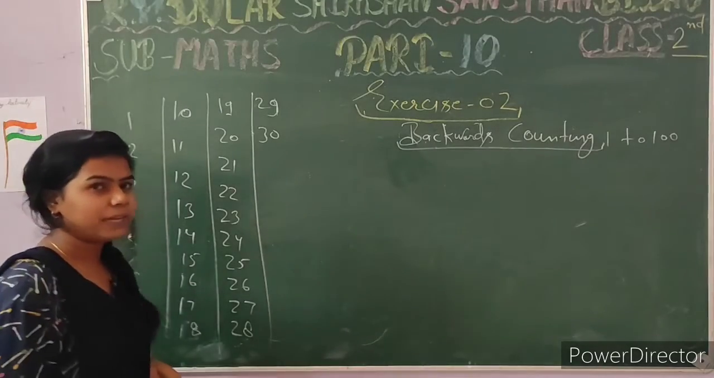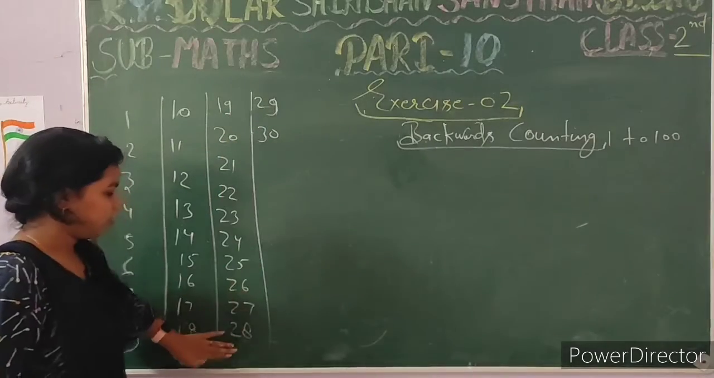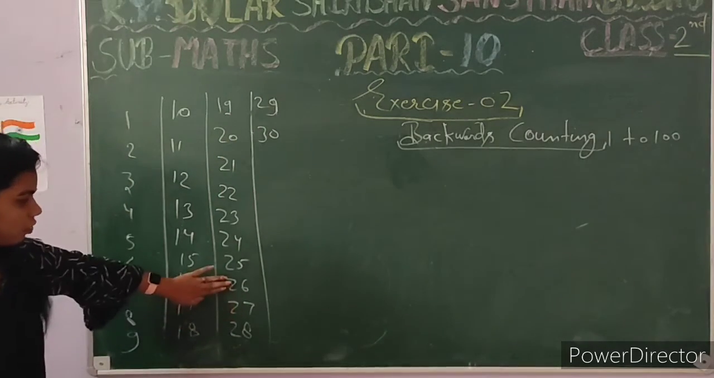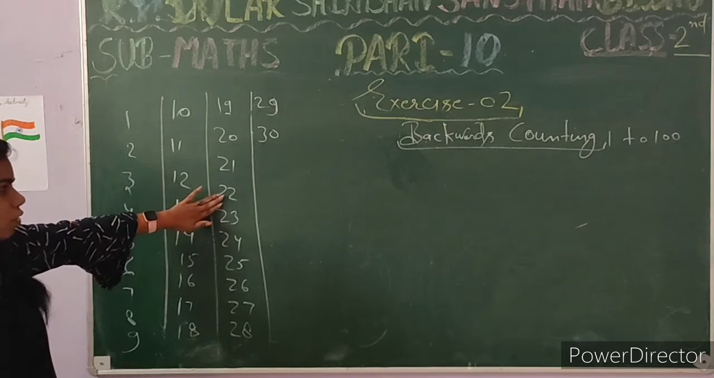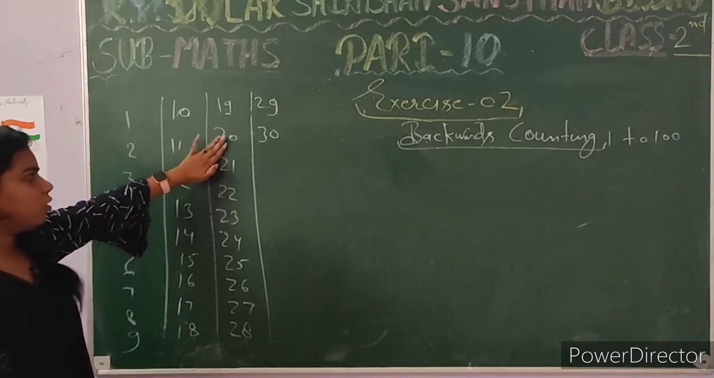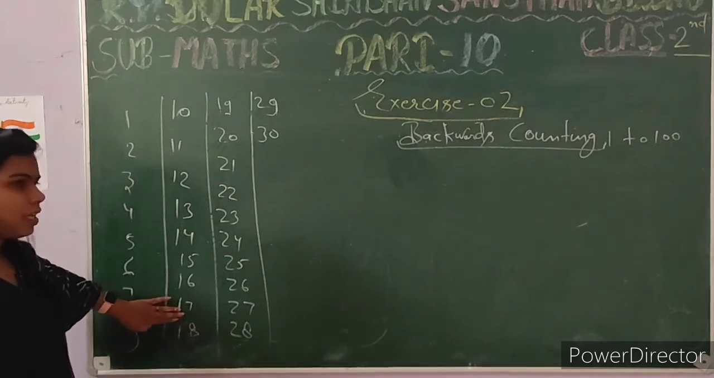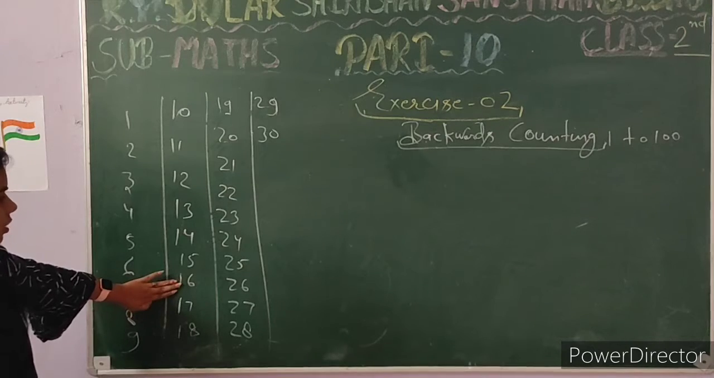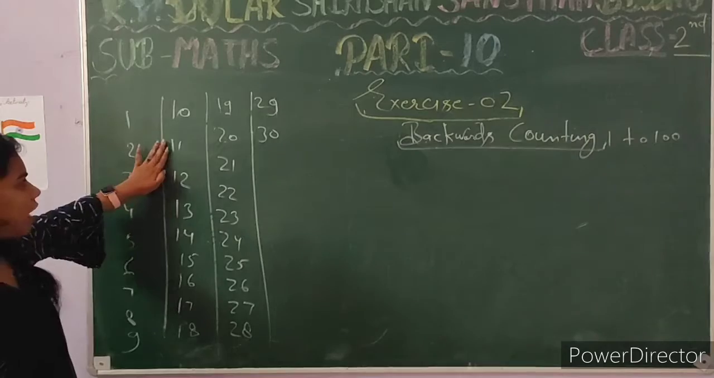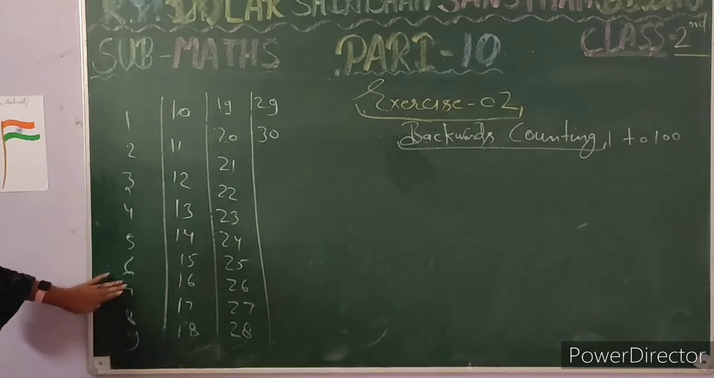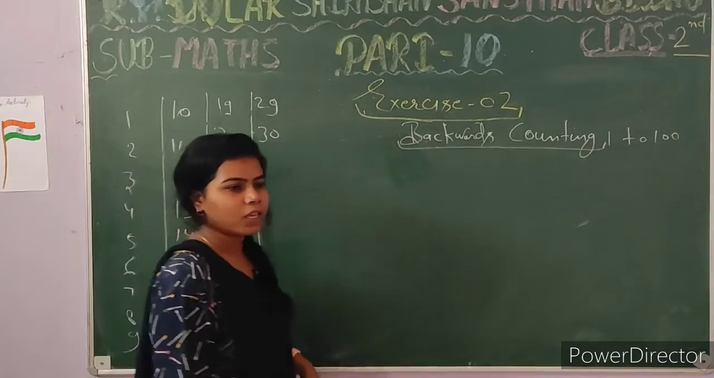So how do we write backward counting? We write here 30, 29, 28, 27, 26, 25, 24, 23, 22, 21, 20, 19, 18, 17, 16, 15, 14, 13, 12, 11, 10, 9, 8, 7, 6, 5, 4, 3, 2, 1. This is called backward counting.